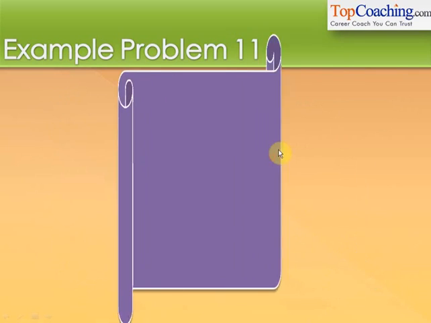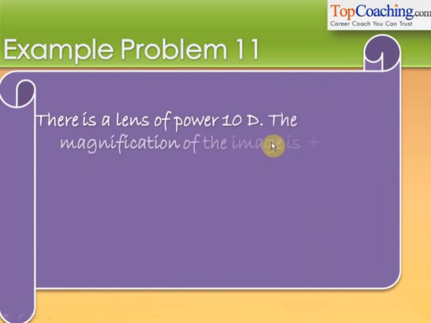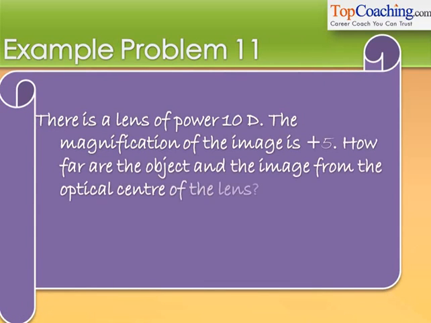Again, let's solve a problem and get our concepts even clearer. There is a lens of power 10 diopters. The magnification of the image is +5. How far are the object and the image from the optical center of the lens? Again, what is happening here? Though the question seems complicated, we'll draw our diagrams and then we'll see what is happening.